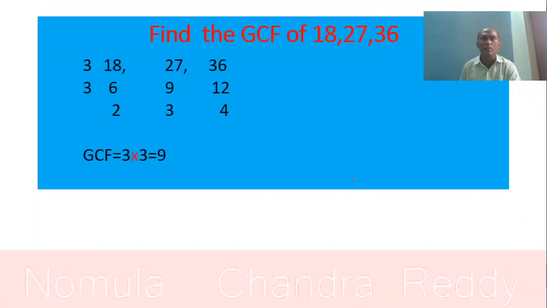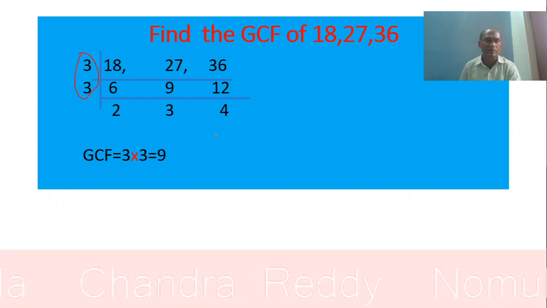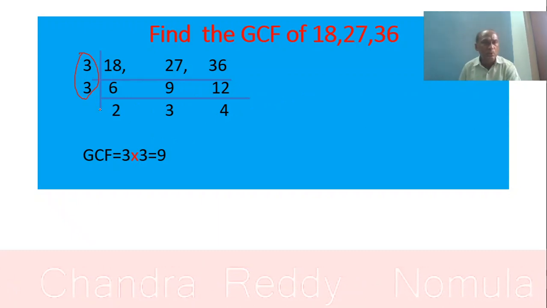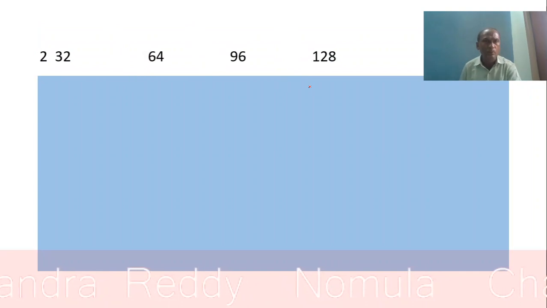Find the GCF. Another problem, 18, 27, 36. Now 3 6 ja 18, 3 9 ja 27, 3 12 ja 36, 3 2 ja, 3 3 ja, 3 4 ja. Now here GCF only here 3 into 3 is 9. That is called GCF. So here LCM find out: 3 into 3 into 2 into 3 into 4. That is called total number multiply here. Find the LCM. Only 3 into 3 here multiply with the GCF. Now another problem.